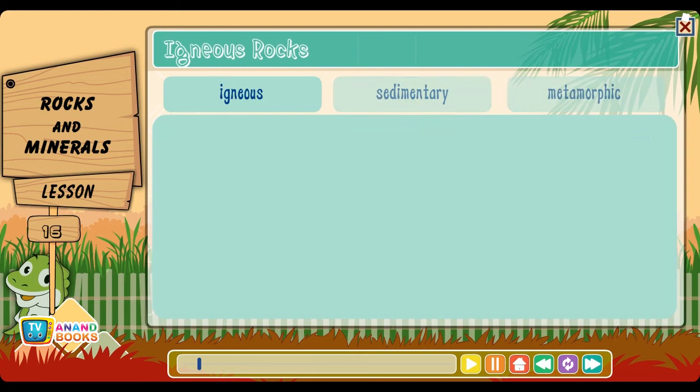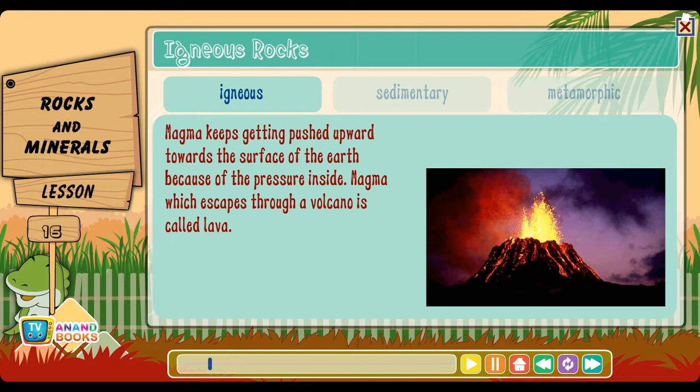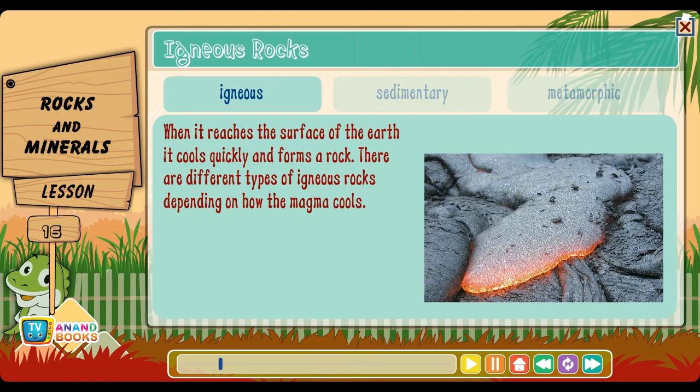As we know, the earth is very hot inside. The temperature deep below the surface of the earth is so high that some materials are in liquid form. This molten material is known as magma. Magma keeps getting pushed upward towards the surface of the earth because of the pressure inside. Magma which escapes through a volcano is called lava. When it reaches the surface of the earth, it cools quickly and forms a rock. There are different types of igneous rocks depending on how the magma cools.